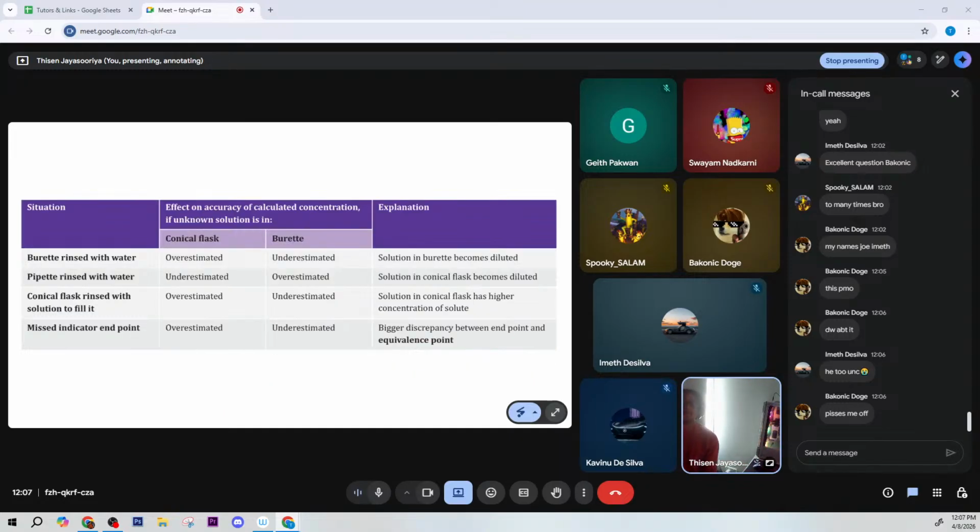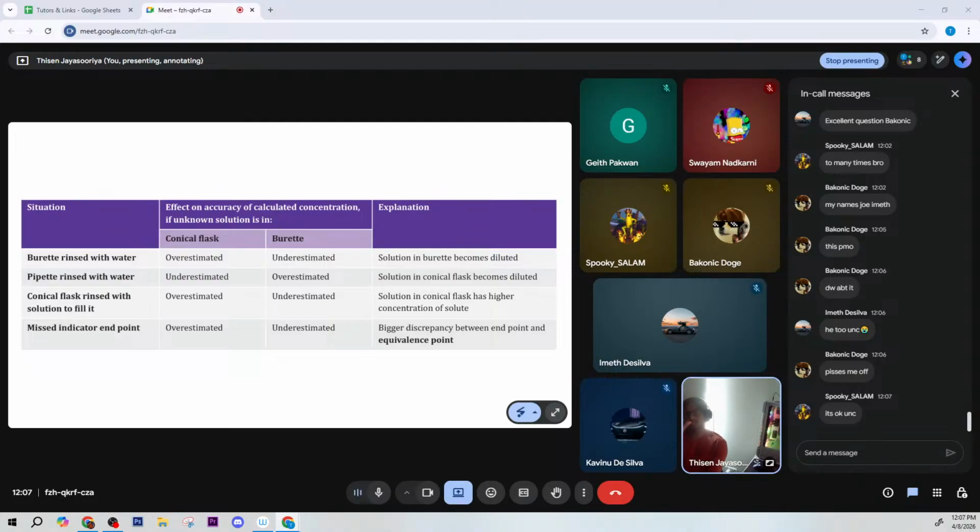Now this is the big thing that most people forget. It's how making a mistake can stuff up your calculations and your final results. So here it says effects on accuracy of calculating concentration if the unknown is in the conical flask or the burette. If we rinse the burette with water, we overestimate the concentration if the unknown compound is in the conical flask, and underestimate it if the unknown compound is in the burette. And that's because the solution in the burette becomes more dilute.